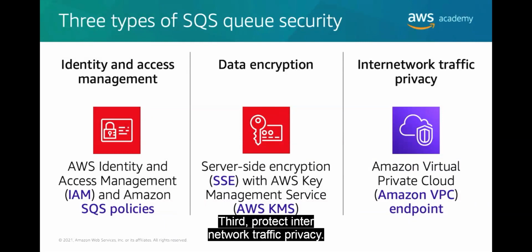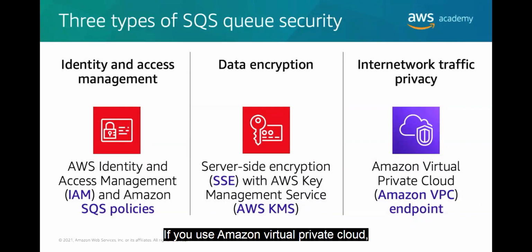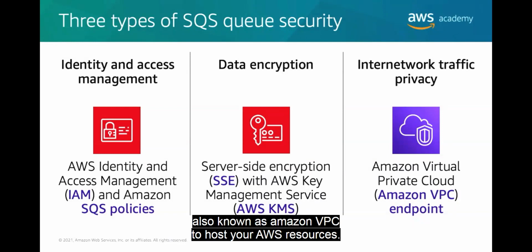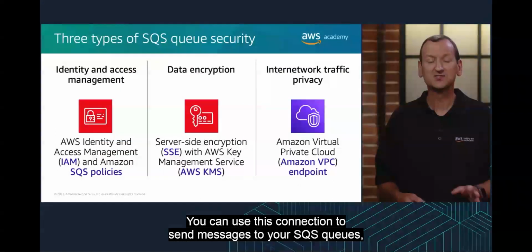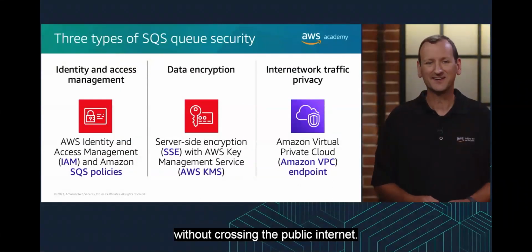Third, protect inter-network traffic privacy. If you use Amazon Virtual Private Cloud, also known as Amazon VPC, to host your AWS resources, you can establish a connection between your VPC and Amazon SQS. You can use this connection to send messages to your SQS queues without crossing the public internet.